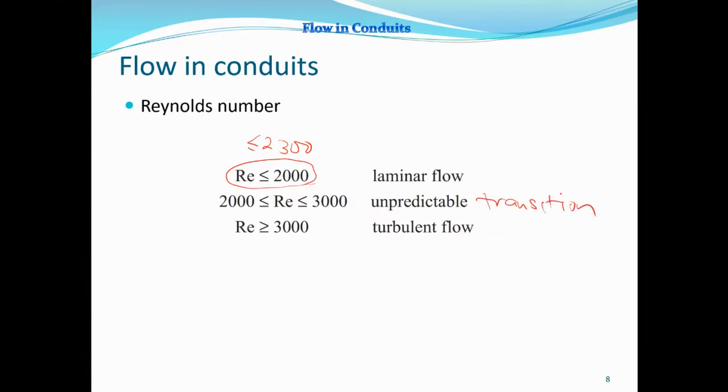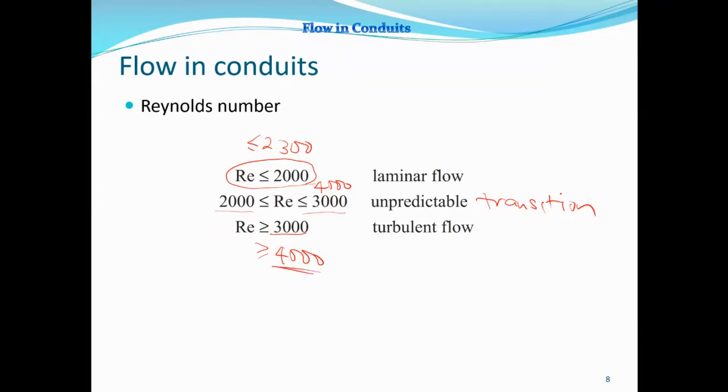Okay, transition zone, which is when the Reynolds number lies between 2,000 and 3,000. Some texts use 2,000 to 4,000 as the transition zone. And turbulent flow in this text is anything greater than 3,000, while some texts use anything greater than 4,000 to be turbulent flow.